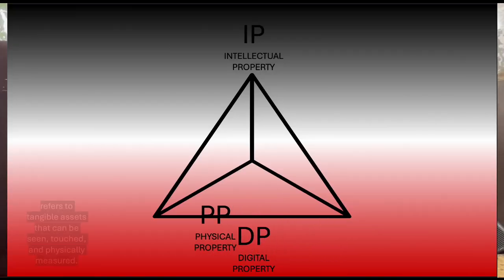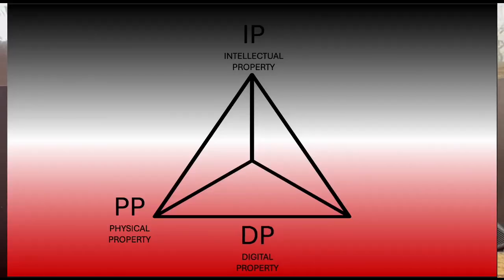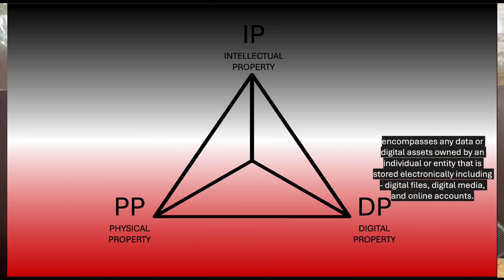What physical property is the things that we all know is like real estate. That's physical property. Physical property can also be anything physical. This laptop is physical property. This chair I'm sitting on is physical property. Physical property are real tangible things that you can touch and feel that also adds value. DP is digital property, and what digital property is websites, subscriptions, things like that.